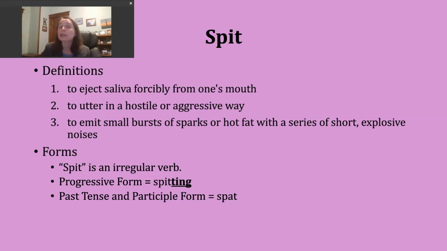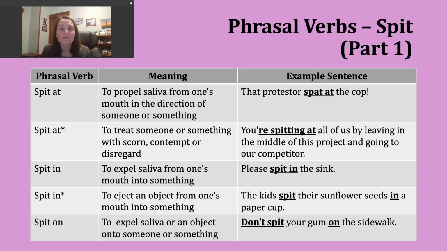For now, you should know that spit is an irregular verb. If you want to make the progressive form of this verb, we're going to double the ending consonant, so double the T before you add ing. We're doing that because spit is a one-syllable verb that ends in the pattern consonant, vowel, consonant. The past tense and the participle form of our verb require a spelling change. So the I is going to change to the letter A, and we're going to pronounce that spat. Spat. Okay?